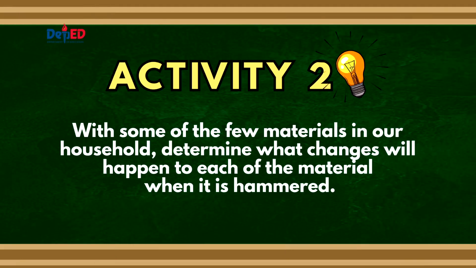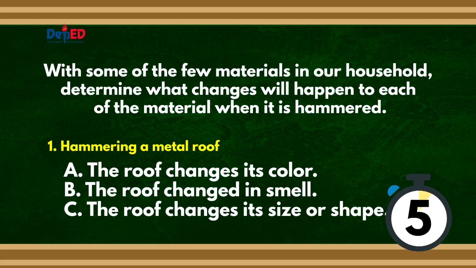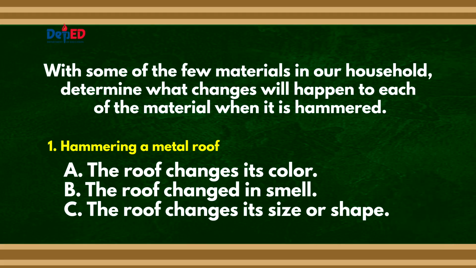With some of the few materials in our household, determine what changes will happen to each of the material when it is hammered. Number 1. Hammering a metal roof. Letter A. The roof changes its color. Letter B. The roof changed in smell. Letter C. The roof changes its size or shape. The answer is C. The roof changes its size or shape.